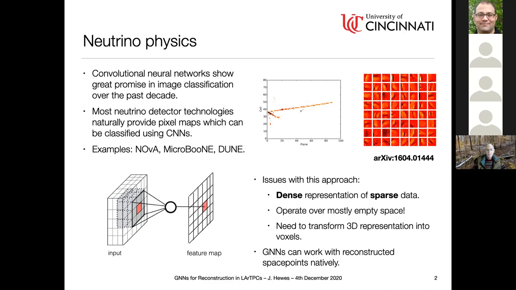But one of the reasons using a GNN is attractive is because you can work with your data in whatever structure it has naturally. You don't have to perform any kind of transformations. And also GNNs, like sparse CNNs, are a naturally sparse approach, right? The size of your input is determined by the amount of activity in your detector rather than the size of the detector itself.